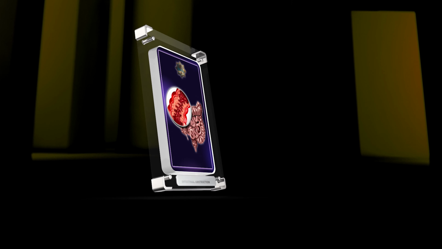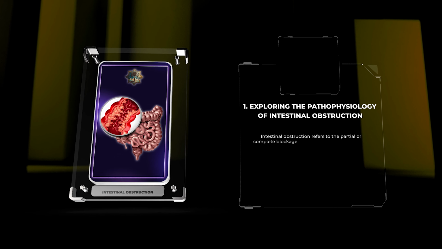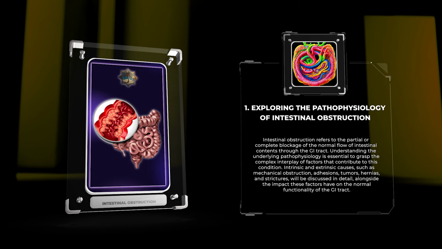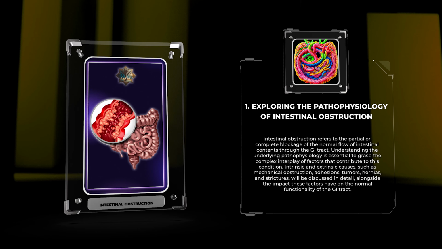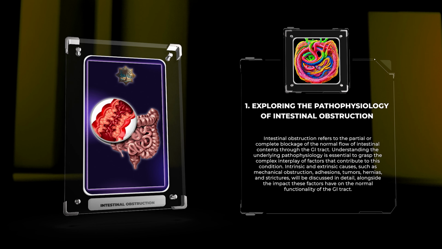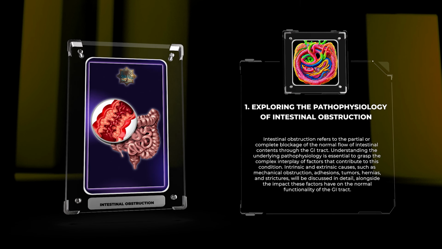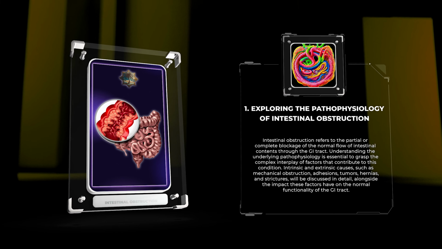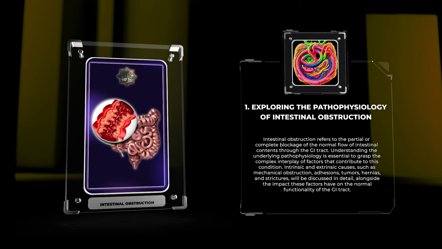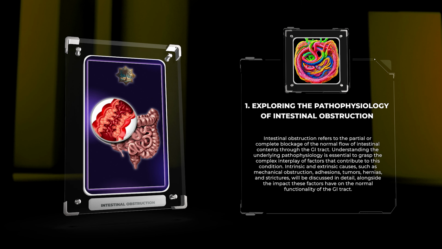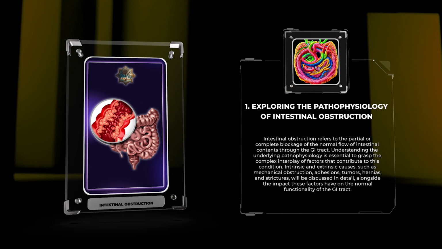Intestinal obstruction refers to the partial or complete blockage of the normal flow of intestinal contents through the GI tract. Understanding the underlying pathophysiology is essential to grasp the complex interplay of factors that contribute to this condition. Intrinsic and extrinsic causes, such as mechanical obstruction, adhesions, tumors, hernias, and strictures, will be discussed in detail, alongside the impact these factors have on the normal functionality of the GI tract.